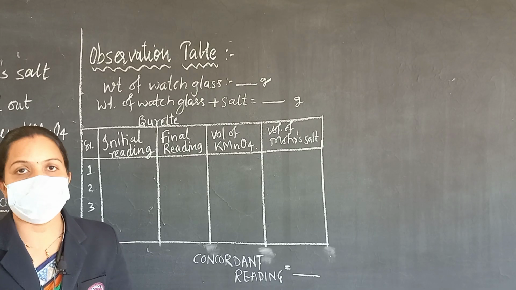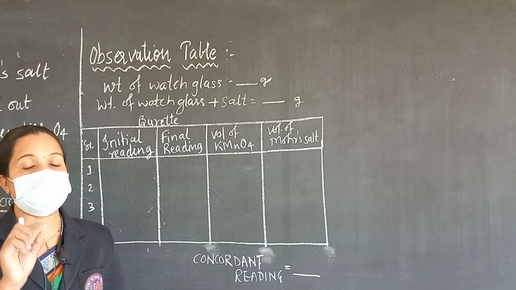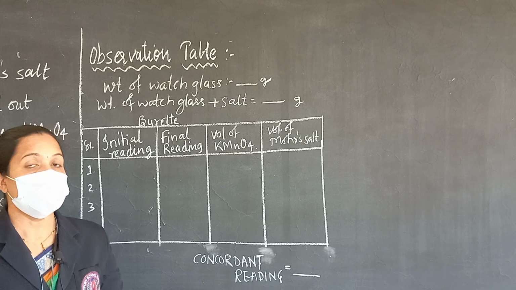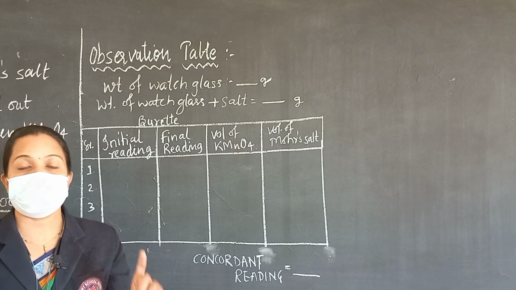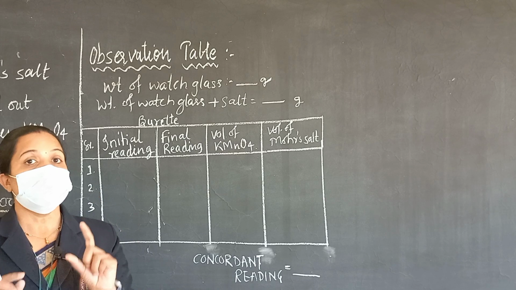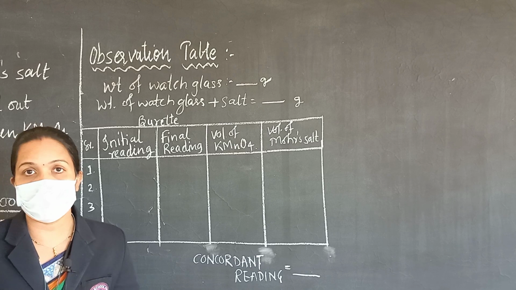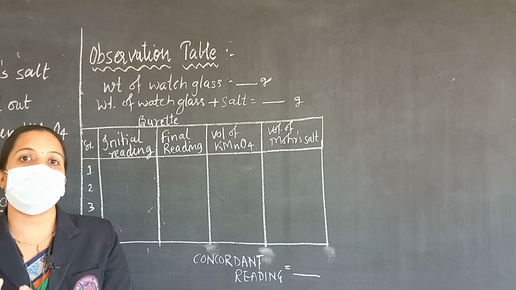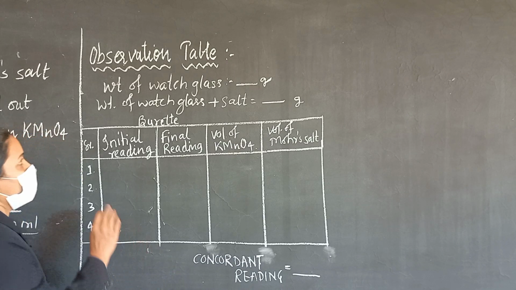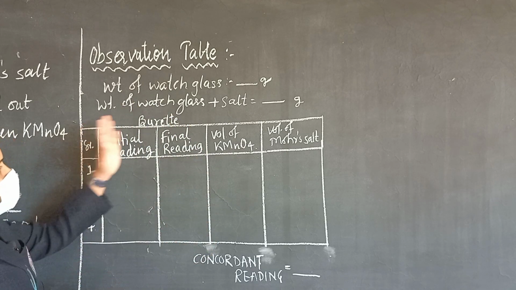So students, as I showed you how to perform the experiment, now what is next? Next is the observation table. While writing the observation table, I am explaining here what all things you have to keep in mind. First of all, you all have to write the weight of the watch glass.